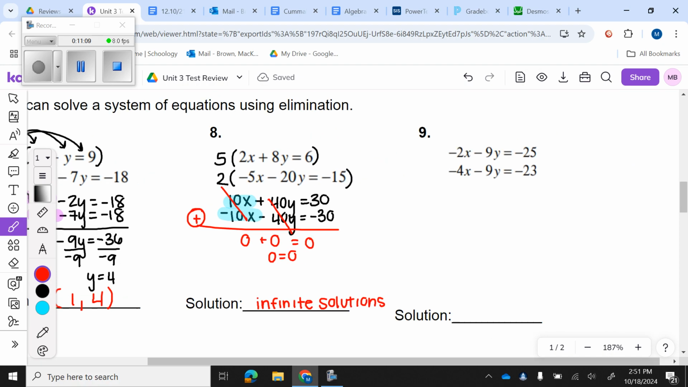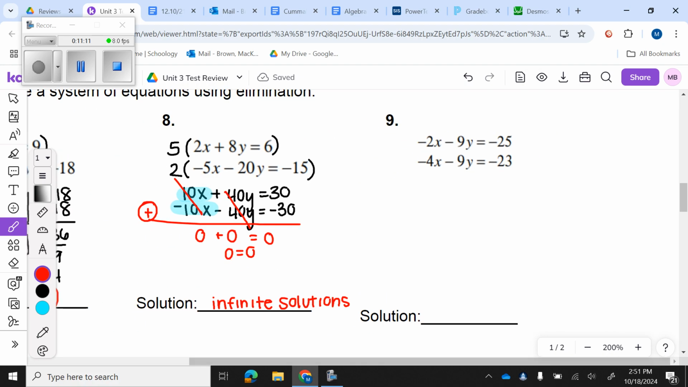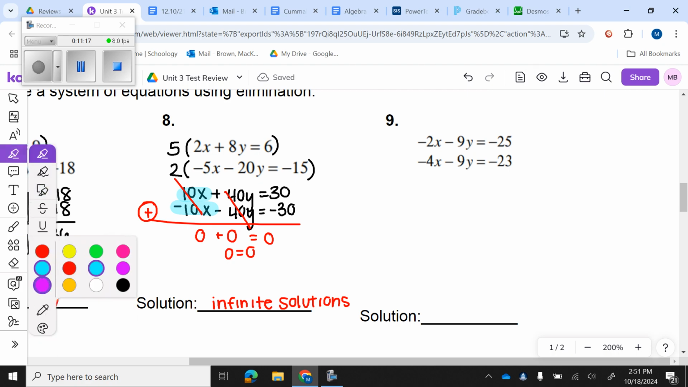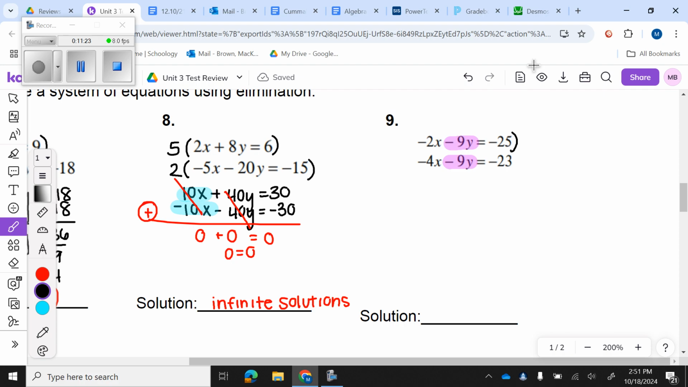All right, last one in elimination, number 9. Okay, right now nothing matches, but I know if I multiply, ooh, actually I do have two things that match. I missed this. These 9s match, but they're both negative. So if I multiply this top equation by negative 1, it'll make that positive, and then we'll have opposite signs. So I'm going to have 2x plus 9y equals 25. My bottom equation is going to stay the same.